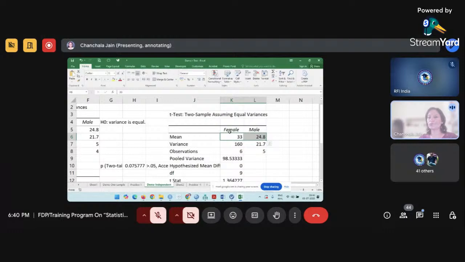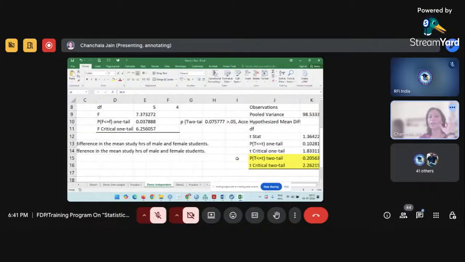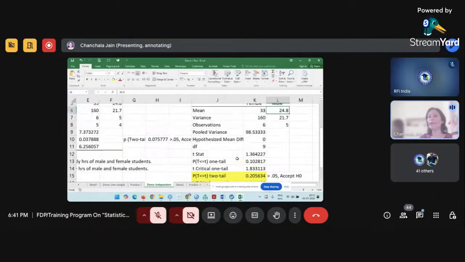Female students' study hours are 33. This is the mean value. For male, it is 24.8. But statistically, it is coming as there is no significant difference. It might be possible we are having unequal observations also. Maybe we can increase one more male data, and maybe it can increase its mean, right? So that way we can say that our results are saying there is no significant difference in the mean study hours of male and female students.